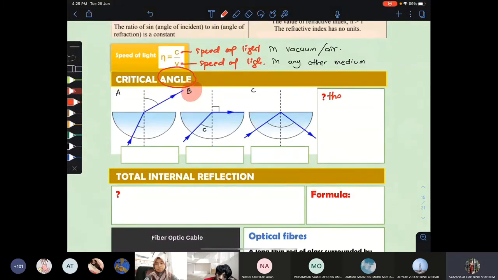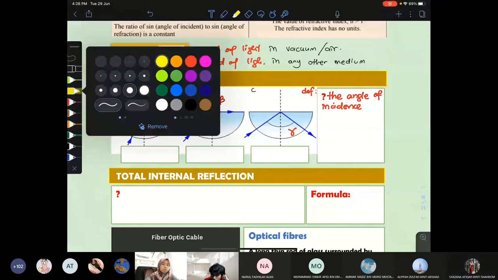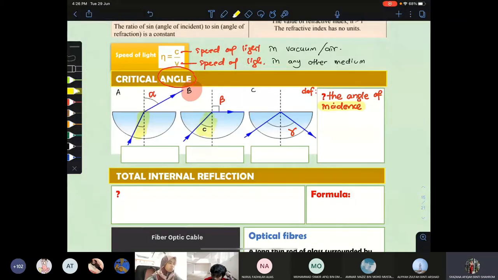If asked for the definition, the definition is the angle of incident. So what we are saying here is that the critical angle is an angle of incident. If I label this alpha, this beta, and this gamma, alpha, beta and gamma will not be the critical angle, because they are the refracted angles. It must be an angle of incidence. Maybe this one, maybe this one. But you must follow the conditions.